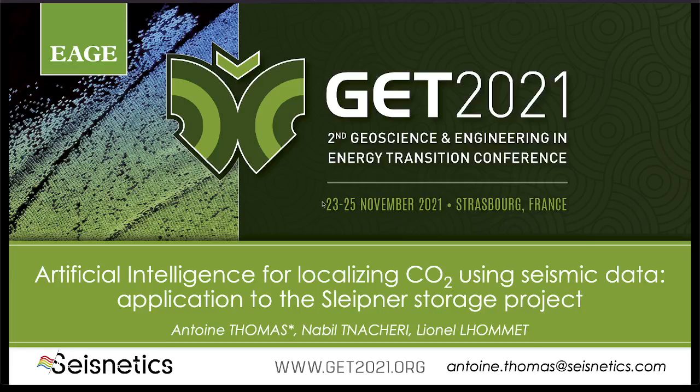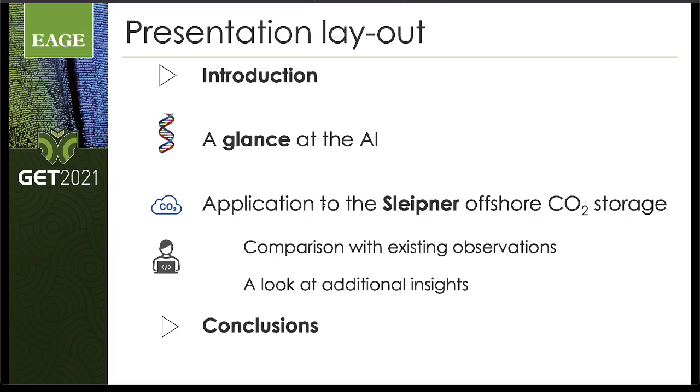Hello everyone. Today I will introduce a new artificial intelligence using a genetic algorithm to localize the CO2 on 3D seismic data from the Sleipner storage project. After a brief introduction, I will explain how the algorithm works and then discuss its application to Sleipner by first comparing the results with the literature and second giving some additional insights on how this AI could help build better and more accurate reservoir models.